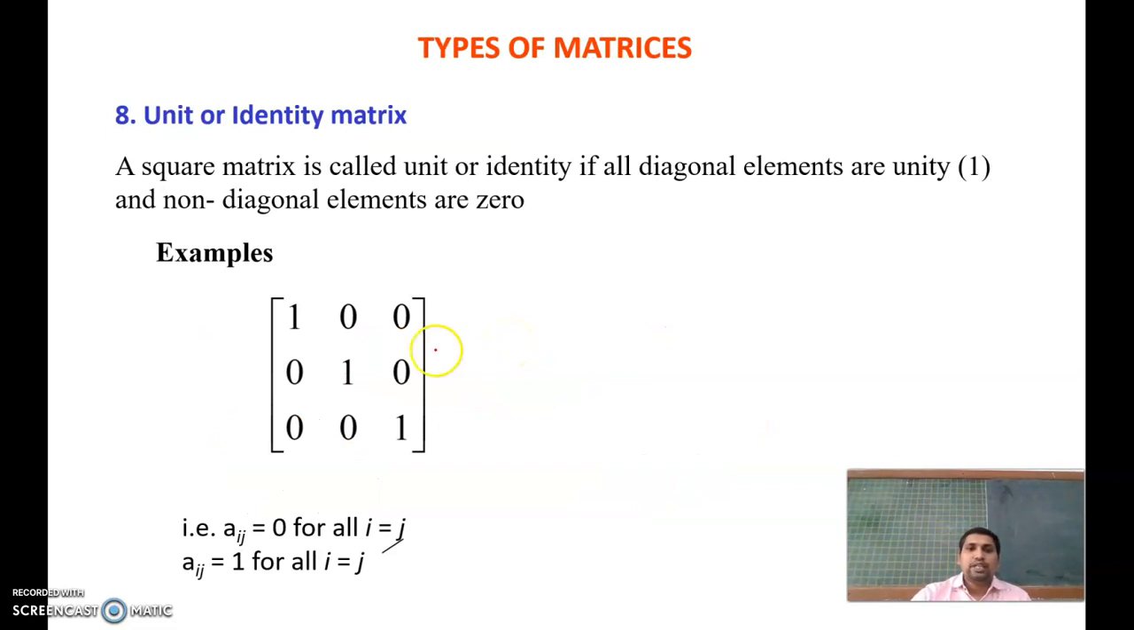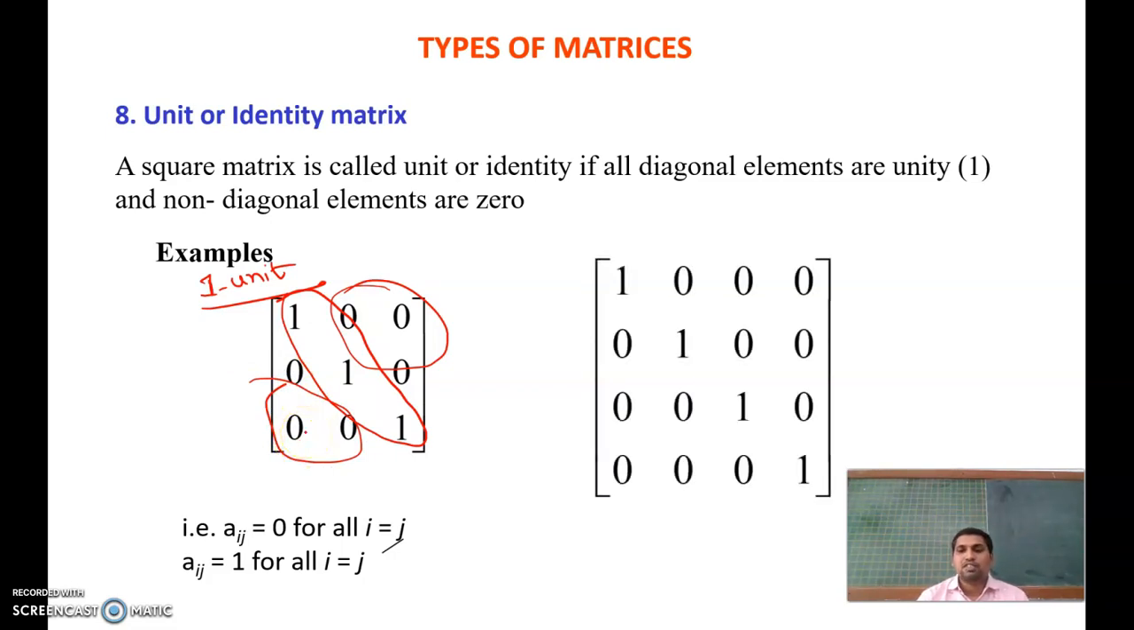Now next, the unit or identity matrix. This matrix is very important in the operations of matrices. A unit matrix is a square matrix, called unit or identity, if all diagonal elements are unity and non-diagonal elements are 0. A unit matrix is an example of a square matrix in which the number of rows is equal to the number of columns. In this matrix, the diagonal elements have the value 1, or unity, and the other, non-diagonal elements are 0. Okay, so it is called a unit matrix.